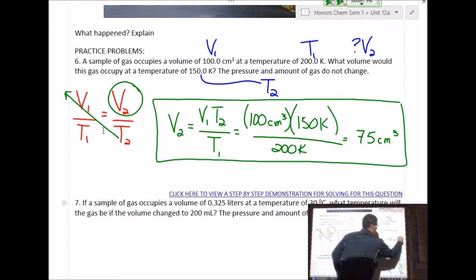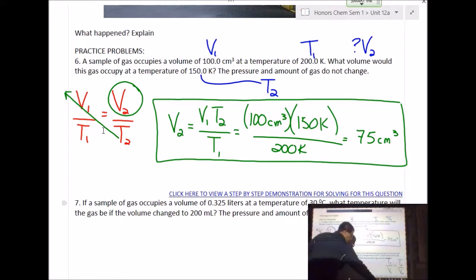All right, what I have in the box is the minimum I need to see to get full credit. In other words, show me the variable we're looking for, the unknown, show the variables rearranged, the knowns, and then show the work within.